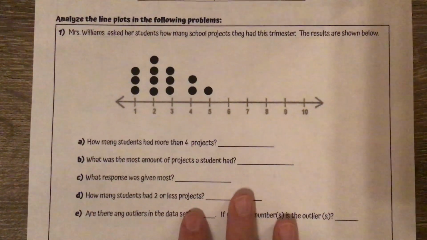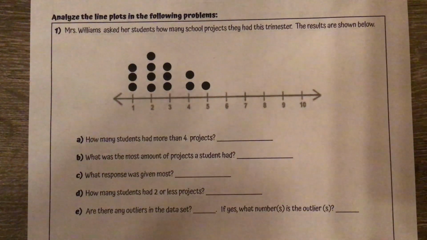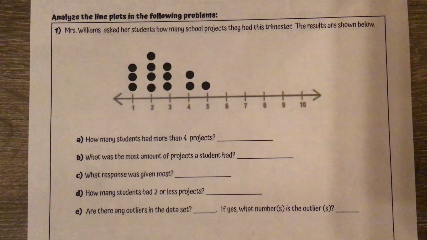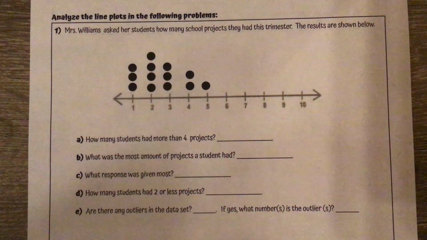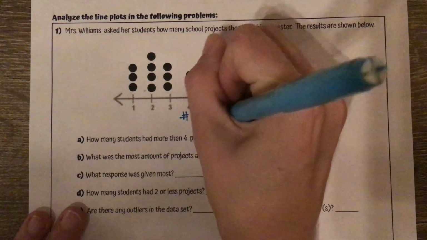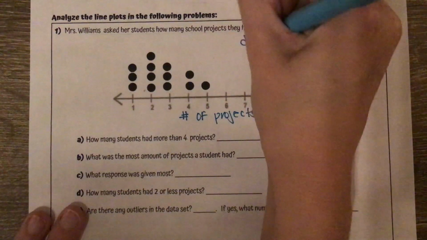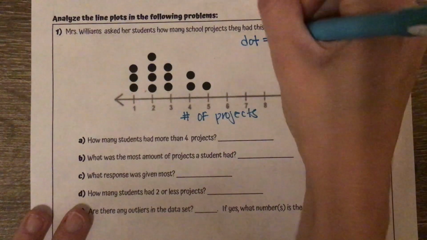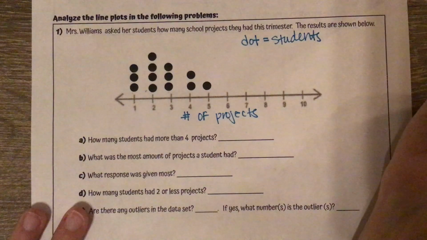So number 1, Mrs. Williams asked her students how many school projects they had this trimester. The results are shown below. How many students had more than 4 projects? So first off, just noting, this down here is talking about the number of projects, and the dot is telling us that's talking about the students. So each dot is representing a student.